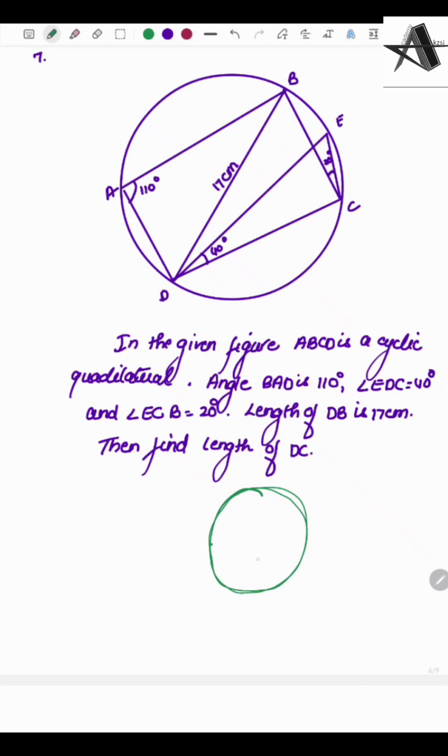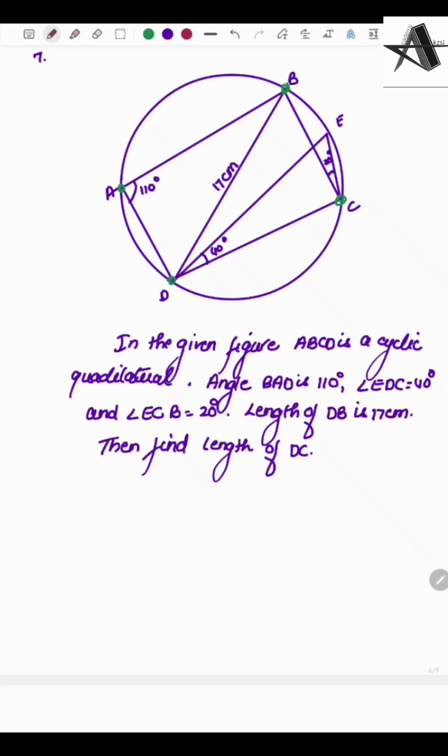Suppose this is a point and this is a quadrilateral; students think that this is also a cyclic quadrilateral. But three points are lying on this circle, and the fourth is not. For a cyclic quadrilateral, all the points should lie on the circumference of a circle. Here you can see A, B, C, D, all are lying on it.